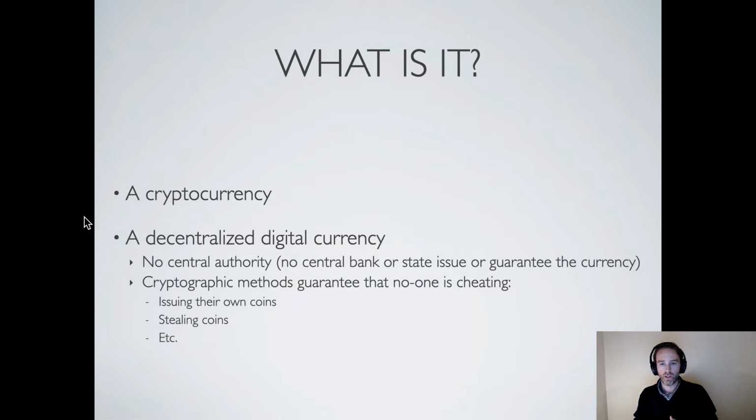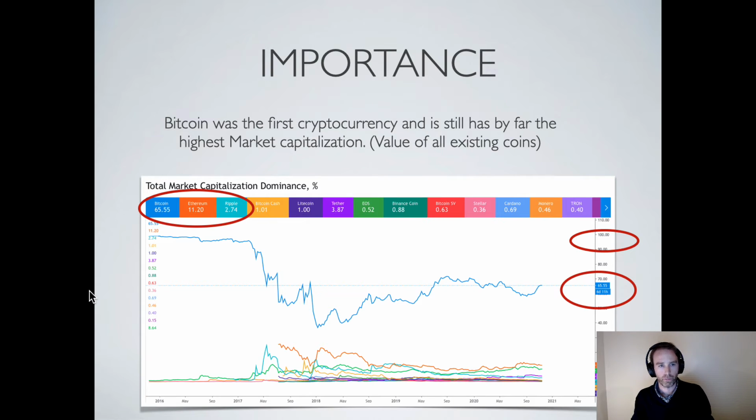There is no central bank. There is no state that guarantees what's going on. It's just some cryptographic means that guarantee that no one will be cheating in the process. So no one can create new coins, so fake money that they can use. And no one, in theory, can steal money from you unless they get your password and information allowing them to access your wallet. So yeah, it's only cryptographic means allowing to guarantee what's going on.